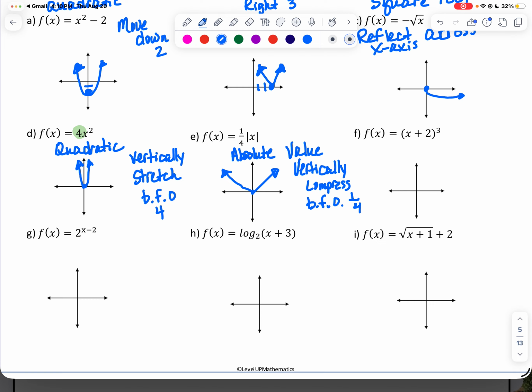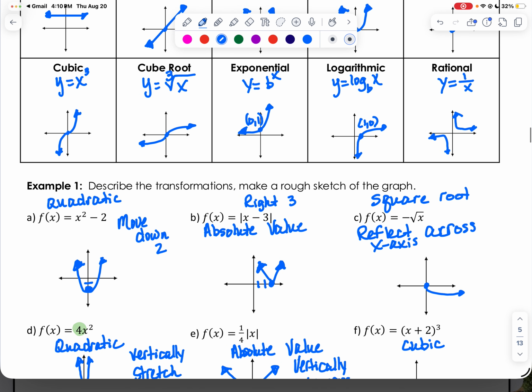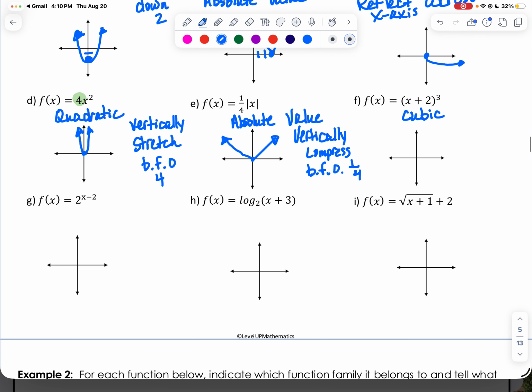All right. F of x equals x plus 2 quantity cubed. So this is a cubic function. And the cubic function was right up here. It had one branch going off to the right and one branch pointing down, and it had a vertex at 0, 0.